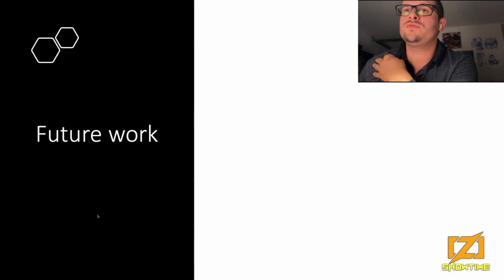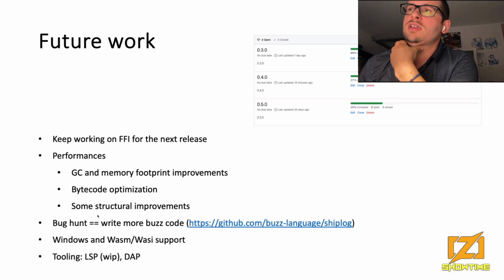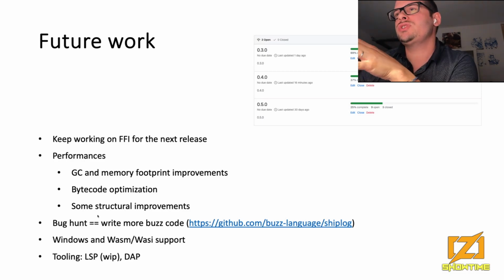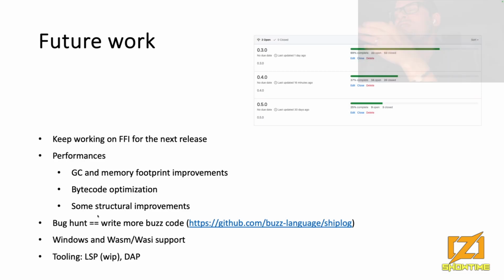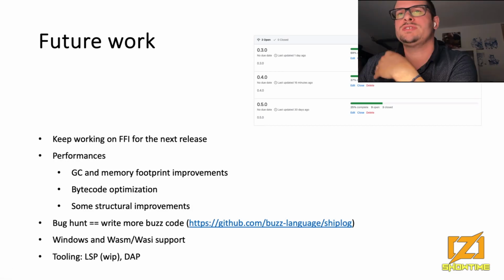So what I'm going to do in the future with Buzz, I have about 100 issues open right now. About 70% of them are features or things I want to improve, and the rest are bugs I want to fix. So for the next release, I'm going to focus on FFI, which is getting there. I just have to add things like unions and so on. Another point I want to focus on is performance. Right now, Buzz is not the fastest of languages. My goal is to reach at least the speed of Lua.